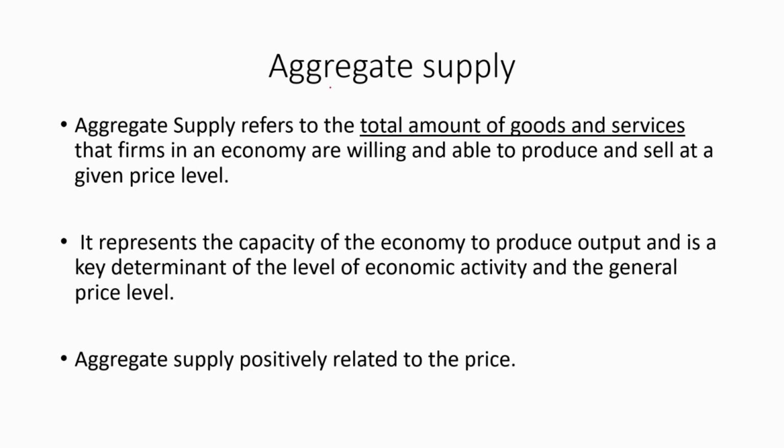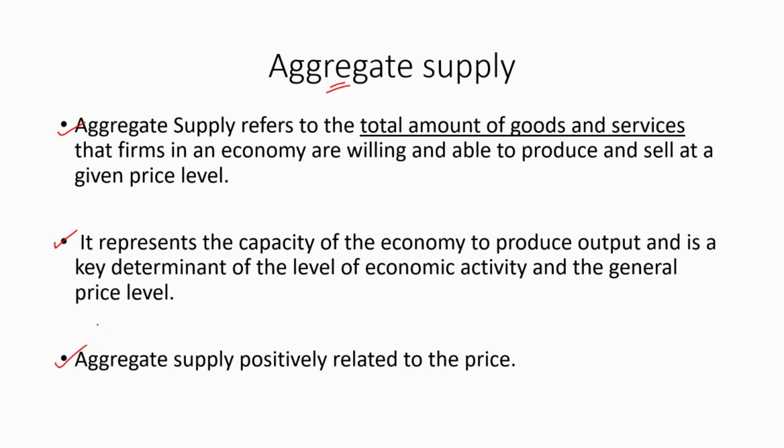Now let's talk about the aggregate supply. Aggregate supply refers to the total amount of goods and services that firms in an economy are willing and able to produce and sell at a given price level. Aggregate supply is a macroeconomic factor. It represents the capacity of the economy to produce output and is a key determinant of the level of economic activity and the general price level.